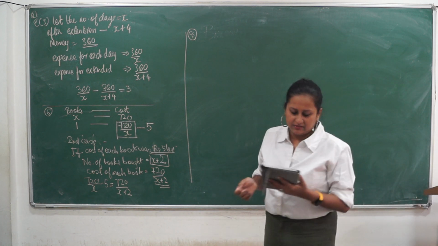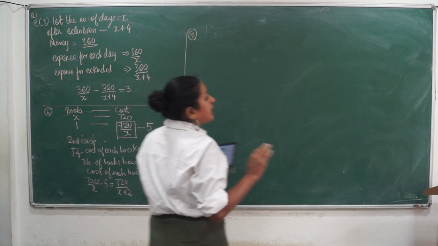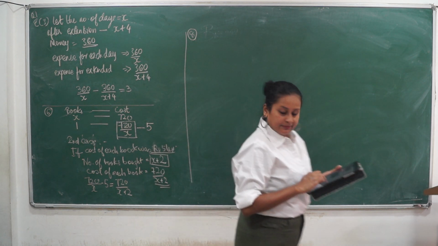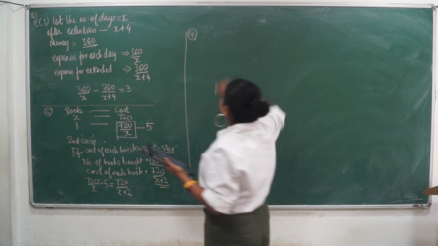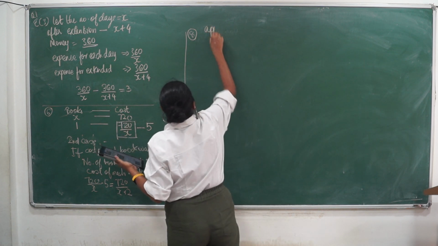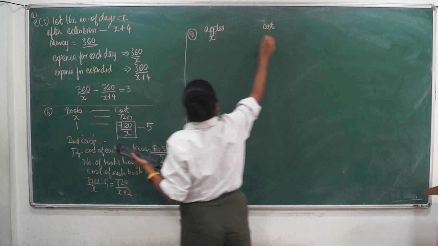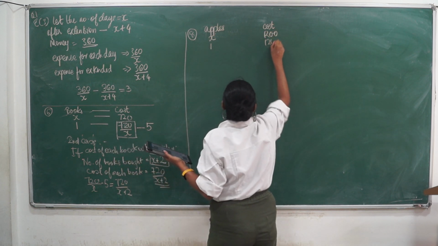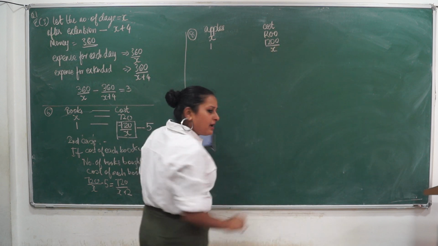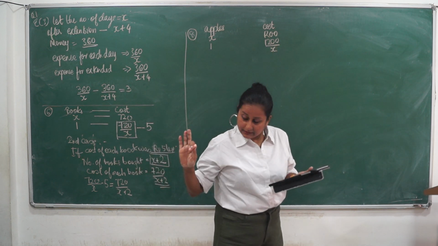Okay. A fruit seller bought x apples for rupees 1200. X apples cost how many rupees? 1200 rupees. Okay. So x apples cost 1200. One apple costs 1200 upon x. Found it. One apple always helps us.